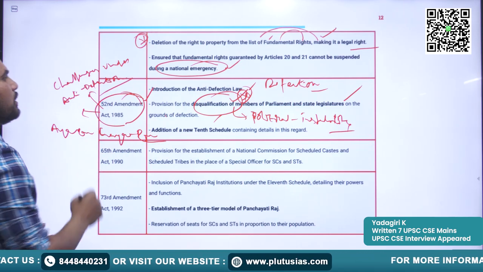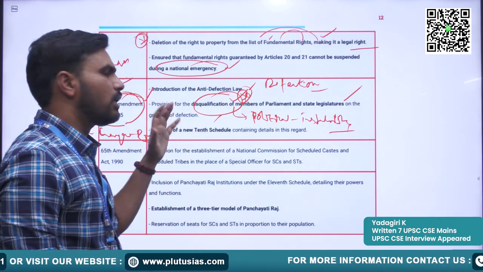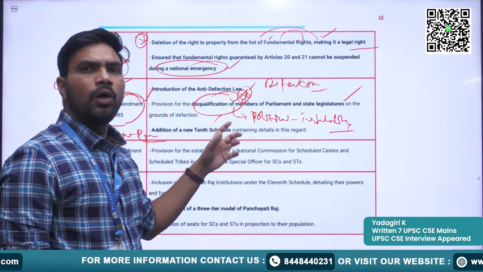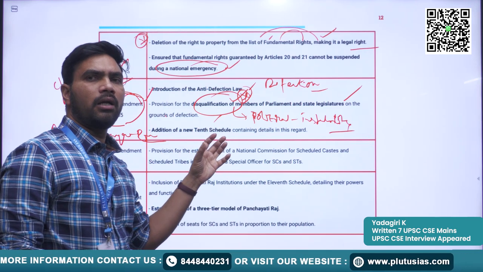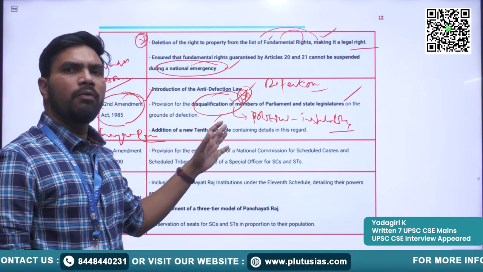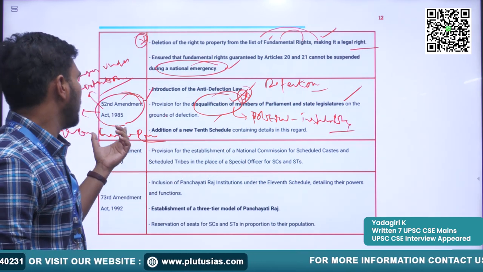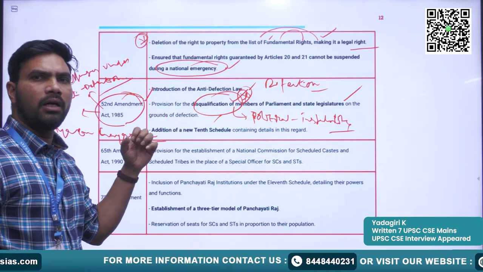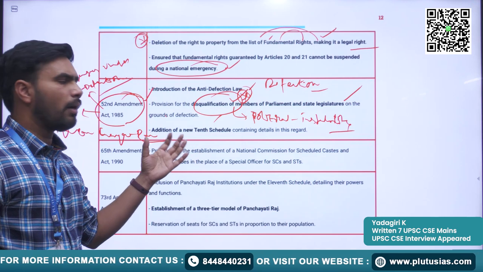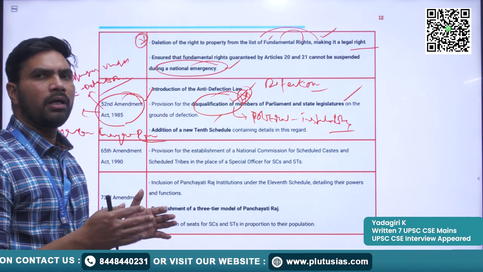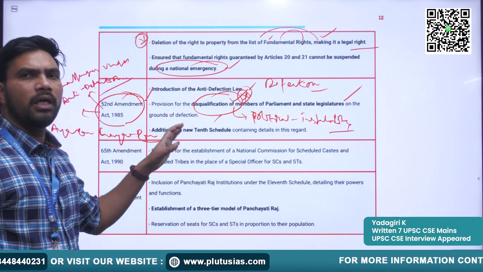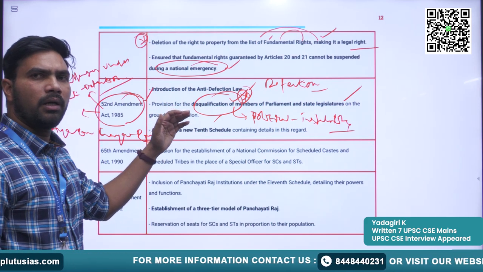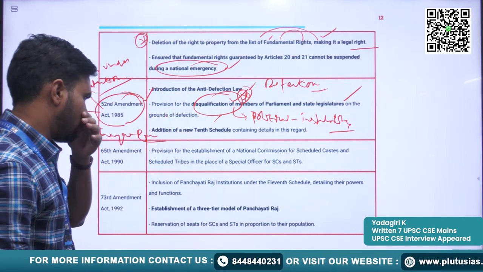Basically, the anti-defection law prevents individual defections, but it failed to address group defections. If the entire set of members of a party defects, it won't prevent those kinds of mass defections. Similarly, because of this anti-defection law, the independence of the members has been foregone. The members now cannot speak against their political party. Those kinds of problems are there in the anti-defection law. We will discuss this topic in depth when we discuss the main topics.